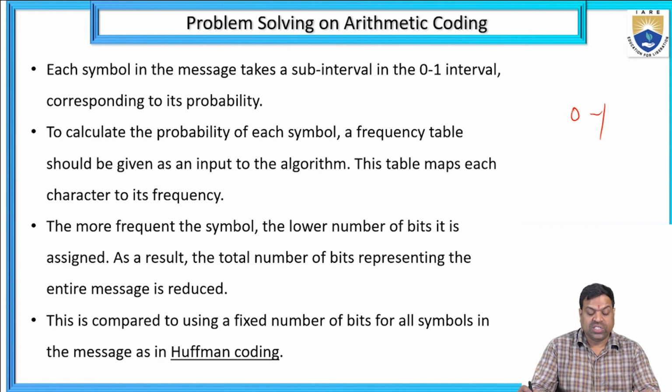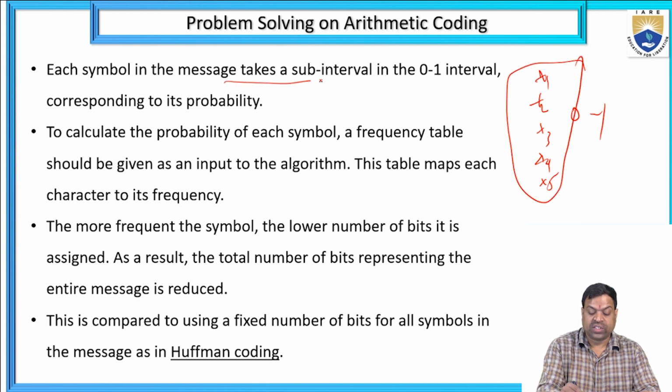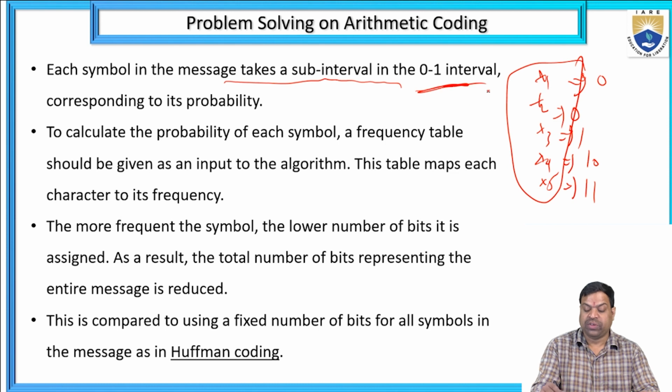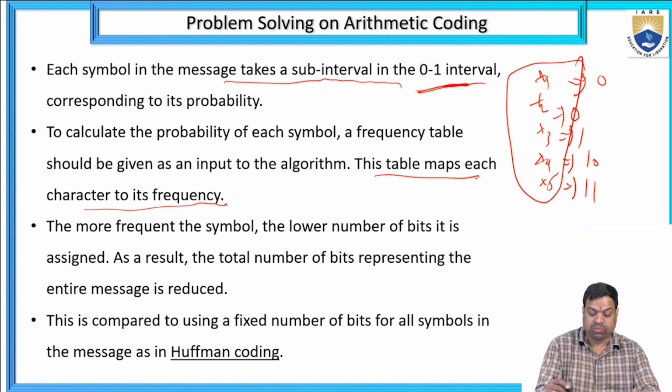So each symbol, if I'm taking x1, x2, x3, x4, x5, each symbol takes a subinterval of 0 to 1. Suppose x2 equals 0, x3 equals 1, x4 equals 1, 0, x5 equals 1, 1. Maybe I'm taking this as an example. It is between the 0 to 1 interval, meaning binary code, corresponding to its probability. To calculate the probability of each symbol, a frequency table should be given as an input to the algorithm. So in the next figure, we will discuss the table that maps each character to its frequency.